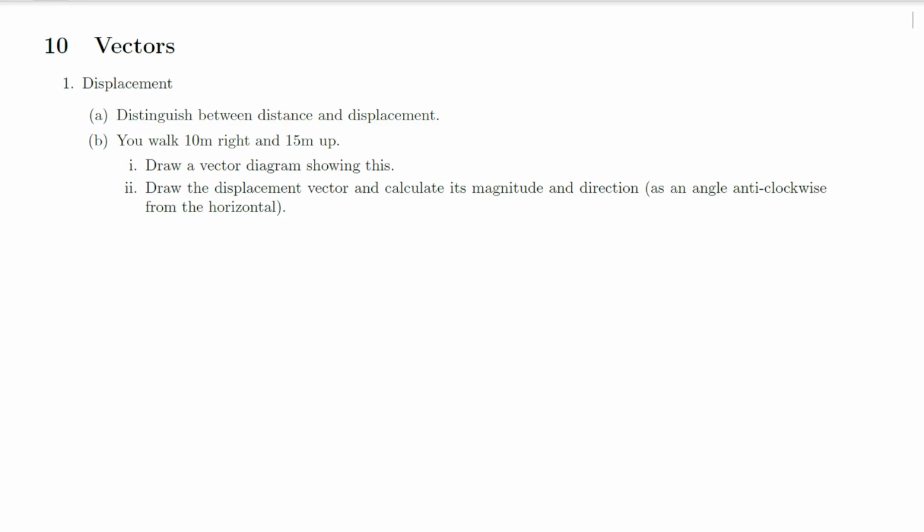We're now on to vectors. First one is about displacement. Distinguish between distance and displacement. Right? Distinguish meaning what's the difference?